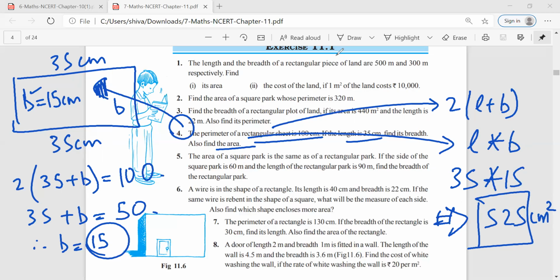525. Any doubt? No, sir. Mr. Sarthak, any doubt? No, sir.